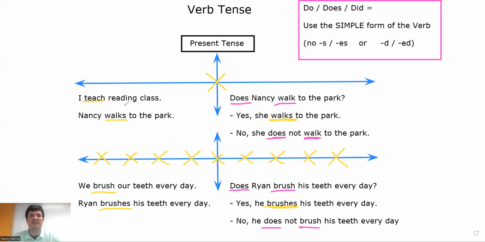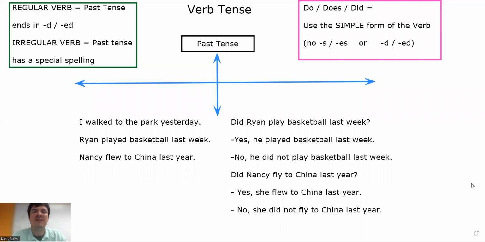So again, we use present tense for something that happens right now, or we use it for habitual or regular behaviors, things that happen all the time. The second tense we're going to look at is past tense. Past tense are events that happened in the past, they started in the past, and they finished in the past. So for example, I walked to the park yesterday. Walked is past tense.